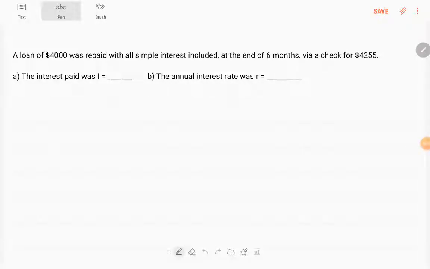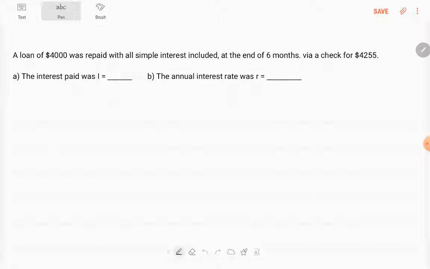Now let's look at another example. It says that a loan of $4,000 was repaid with all simple interest included. So that means we use the simple interest formula. At the end of the 6 months, via a check for $4,255. The question is, what is the interest paid, I? And what is the annual interest rate R?